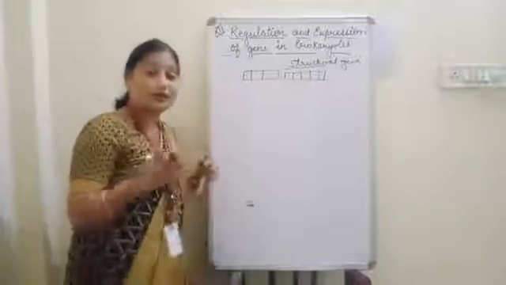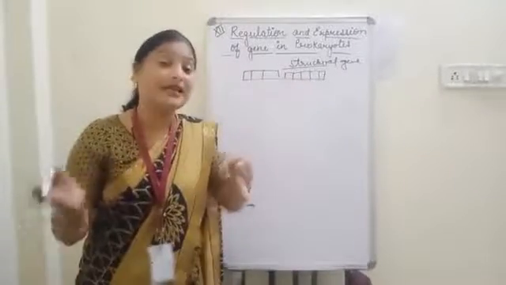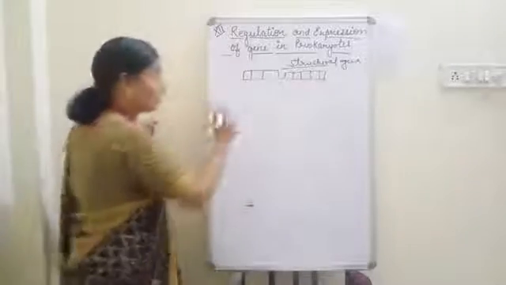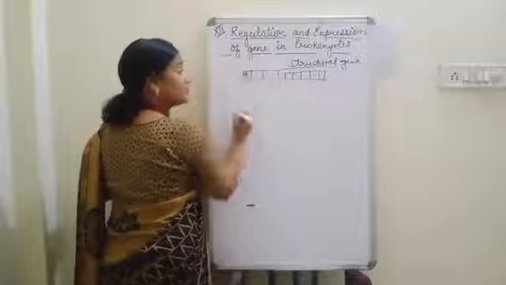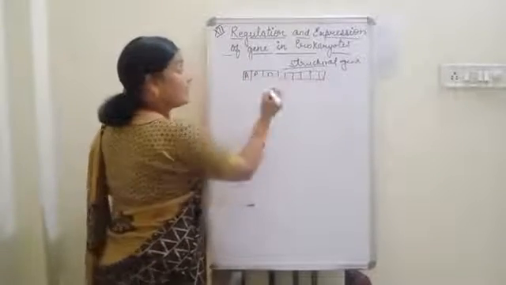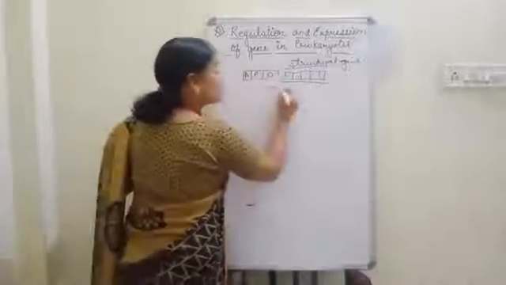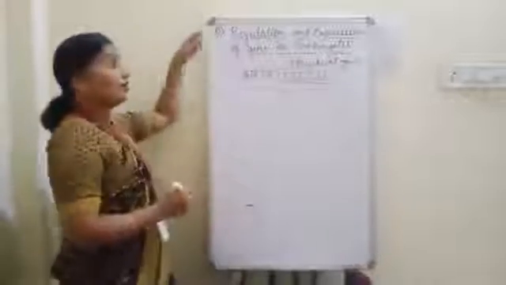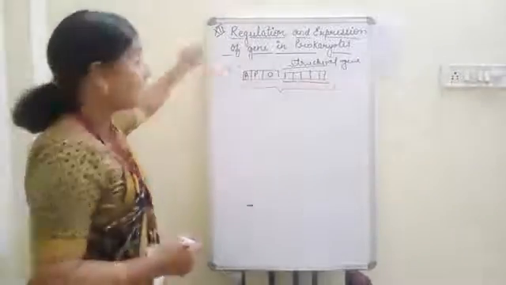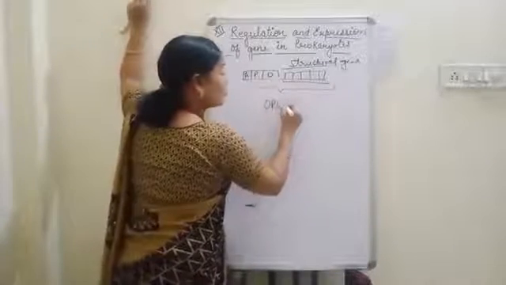So this operator and promoter regulate the expression of the gene, and everything is controlled by the accessory protein. So what things are there? There is one accessory protein, one promoter gene, one operator gene, and many structural genes. All these things together regulate the expression of the gene in prokaryotes. And this complete segment is called an operon.